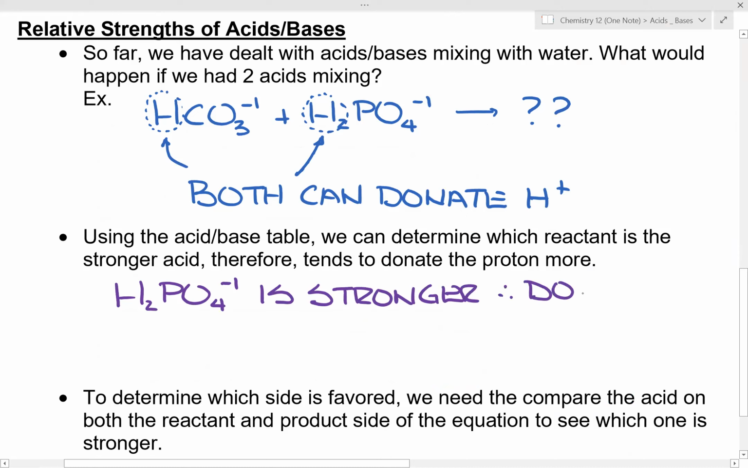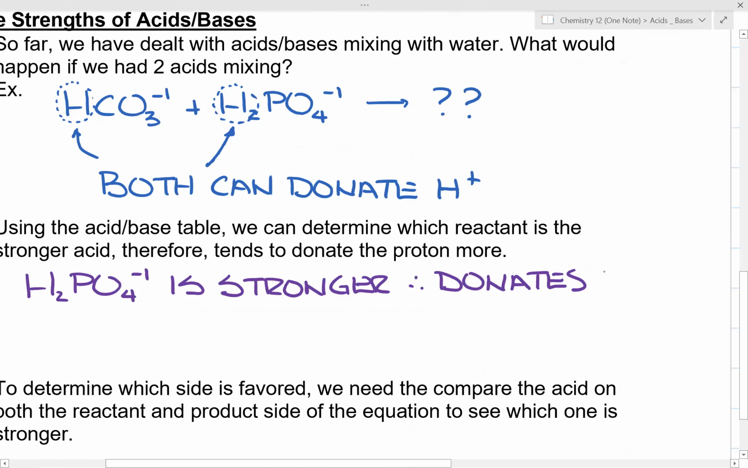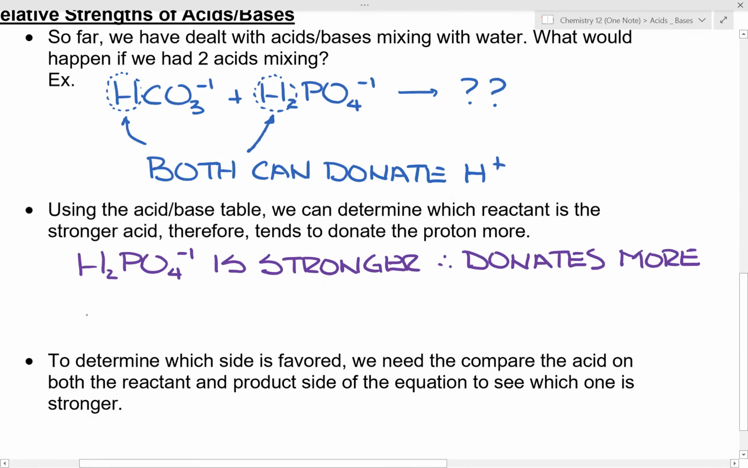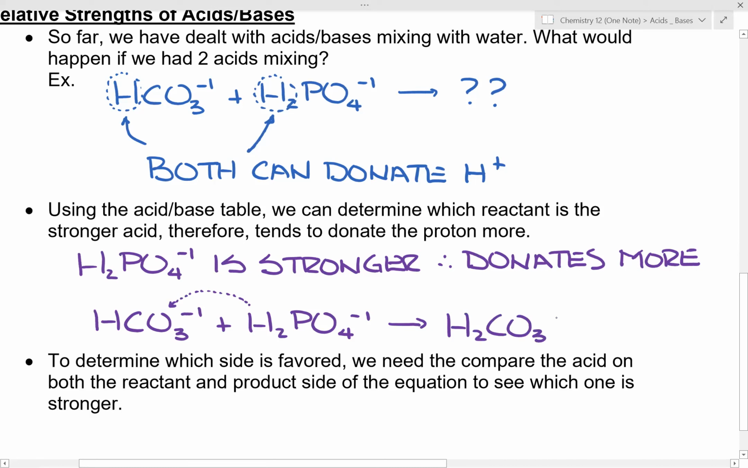Therefore, it donates more. So what that means is, if we were to look at the equation, we would have HCO3 minus 1 and H2PO4 minus 1. The hydrogen would be donated. And so what you get is H2CO3 and HPO4 minus 2. That would be your products.